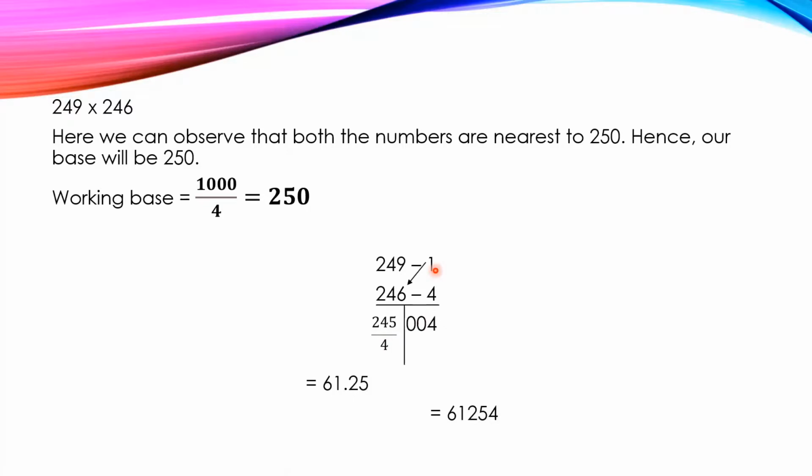Now here I will subtract 1 from 246 because it is much easier. So I will get 245. Now I will divide 245 by 4. Yes, I will get 61.25. Now here I can see that I have 2 zeros. So I will take off this point and I will place 25 in these zeros. So my final answer is 61,254. Wasn't it easy?